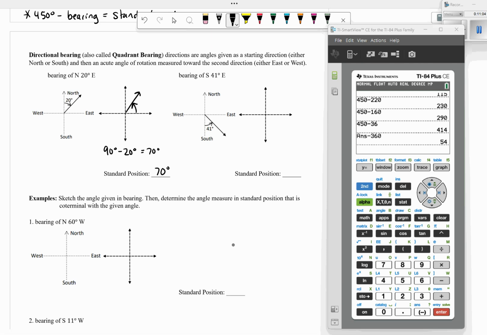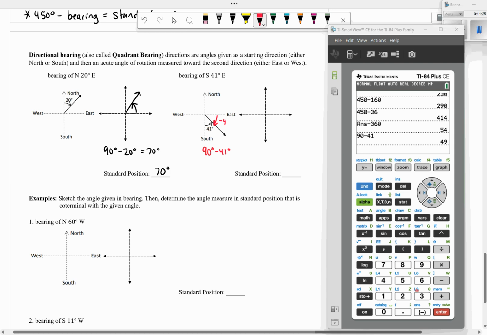Then for this one, it says a bearing of south 41 degrees east. So here's south, and we're going 41 degrees towards the east, so that would be here. So basically, we need to figure out our standard angle measurement so we can find out what this angle measurement is. So if I take 90 degrees minus 41 degrees, I get 49 degrees. So this would be negative 49 degrees if you want to think about it as a standard angle.